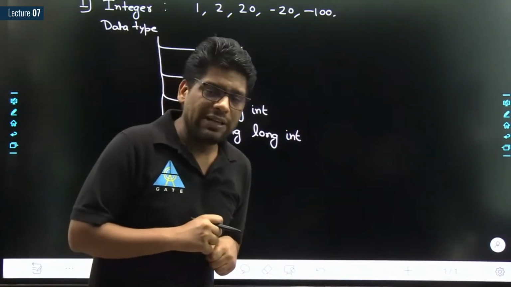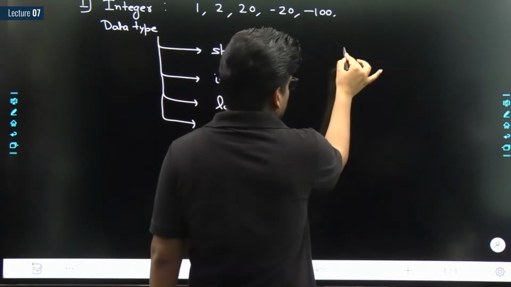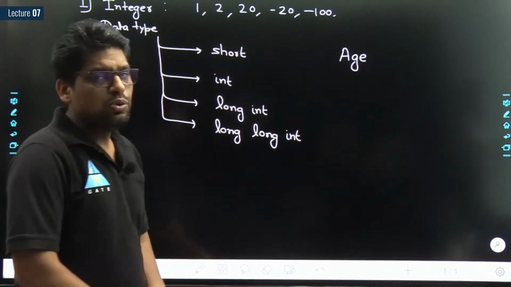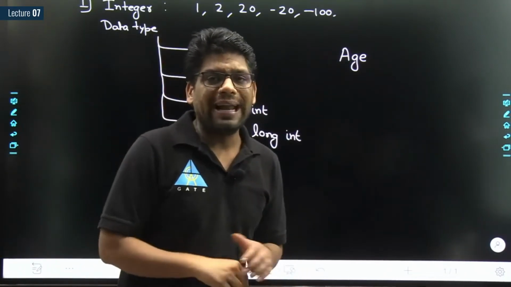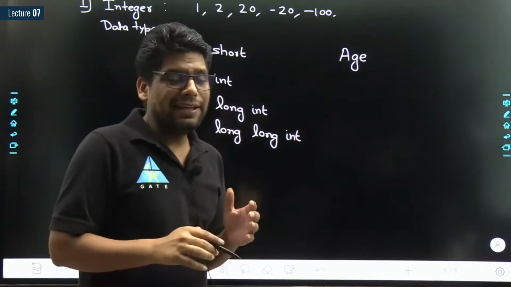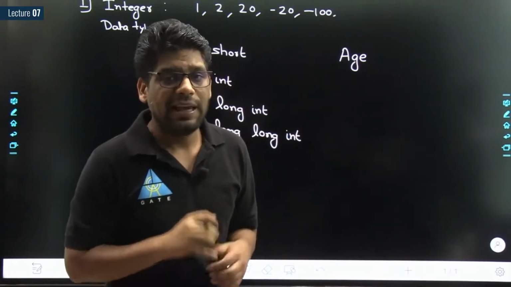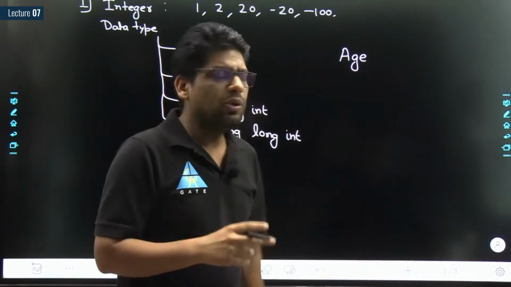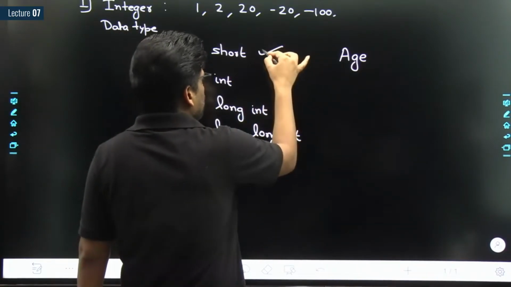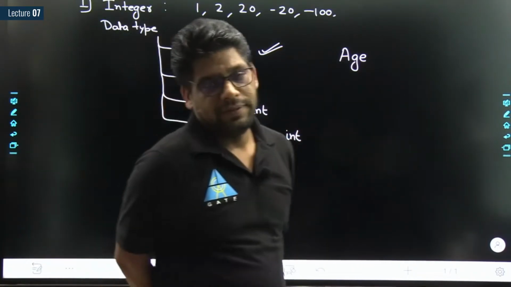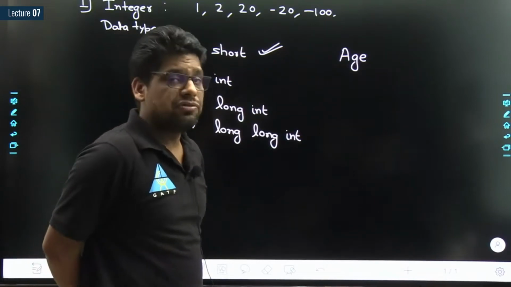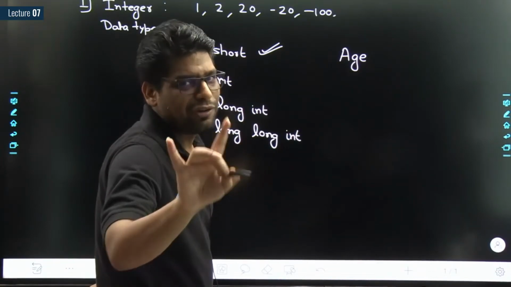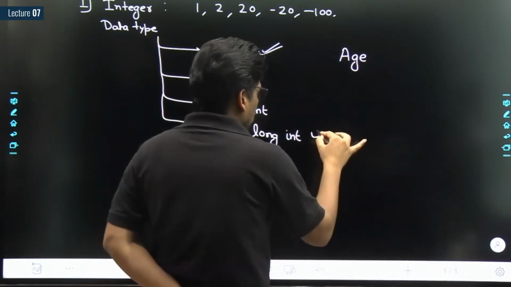For example, if I have a variable named age, which is used to store the age of a candidate, I know that age cannot go beyond 150. Then it is a very small value, so I must go for short int. But if I need to store a much larger value, the largest value in terms of C programming, then I should go for long int.